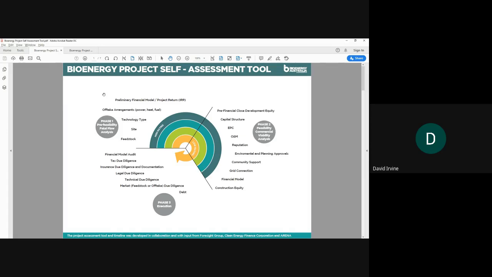So, stepping through a couple of those: what's my feedstock? Where's it coming from? Am I paying for it? Am I paying to receive it? What impact is that having on economics? Is my technology considered commercially proven or not? If it's not commercially proven, how am I thinking about mitigating risks, etc.?